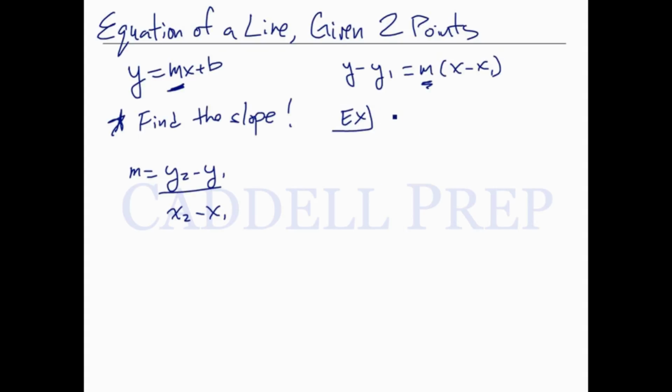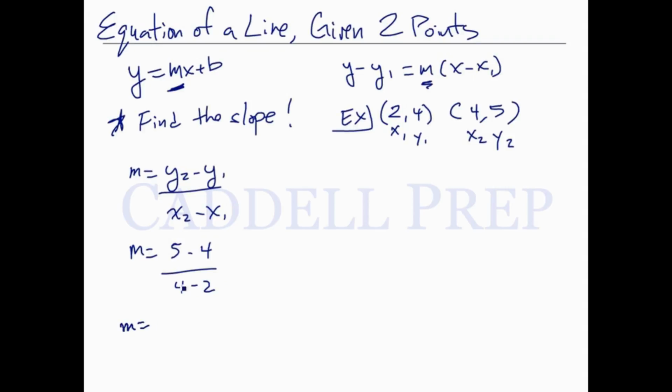I want to find the equation of the line that passes through the points (2, 4) and (4, 5). Okay, so first let's find the slope. So let's label these x1, y1, x2, y2. Alright, so now we have y2, which is 5, minus y1, which is 4, over x2, which is 4, minus x1, which is 2. So 5 minus 4 is 1, 4 minus 2 is 2. So we have the slope is 1/2.